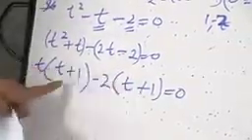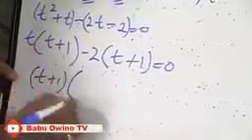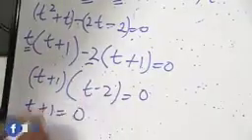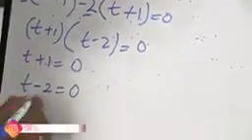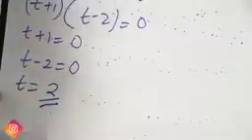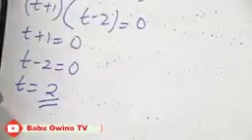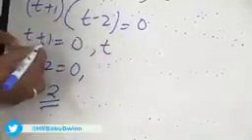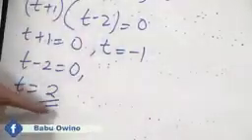In our bracket, you can see clearly we have a common factor of t plus 1. So we are going to collect the common factor of t plus 1, and then you pick t minus 2, and you equate to 0. So t plus 1 equals 0, and t minus 2 equals 0. Therefore, t equals 2, when negative 2 crosses to the other side it becomes positive 2. And here, positive 1 crosses to the other side and becomes negative 1. So we have t equal to negative 1 and t equal to 2.